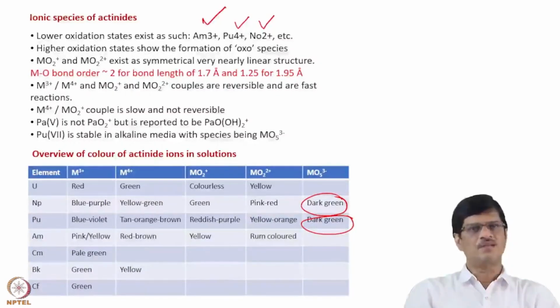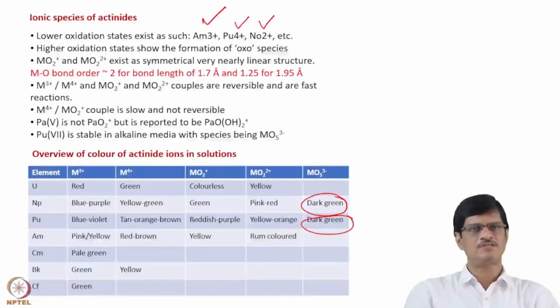Americium 4+ can also be obtained, and it has a red brown color. Americium 5+ can be made by electrochemical oxidation of americium, and it has a yellow color. And americium 6+, that is AmO2 2+, has a rum color in aqueous solution. Curium exists in the +3 oxidation state, and it has a pale green color.